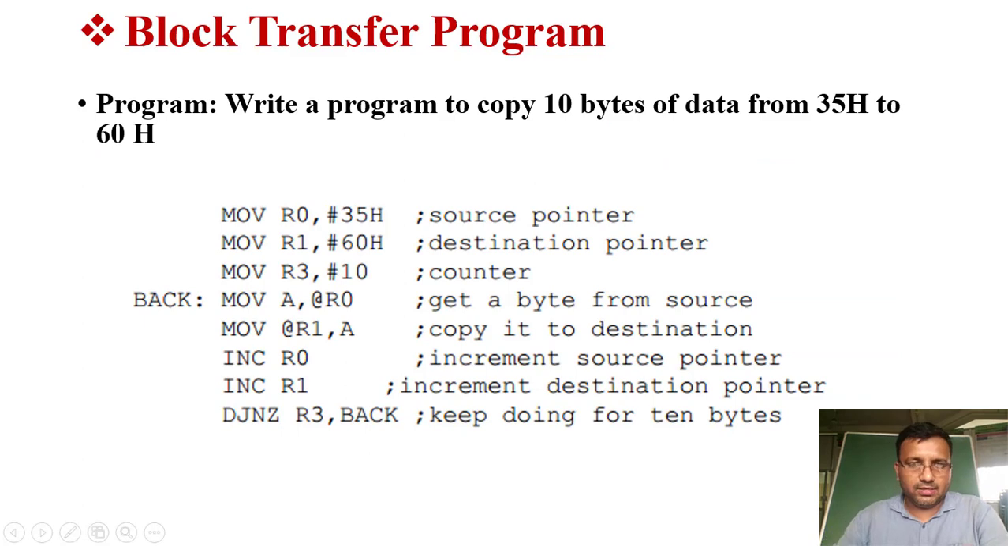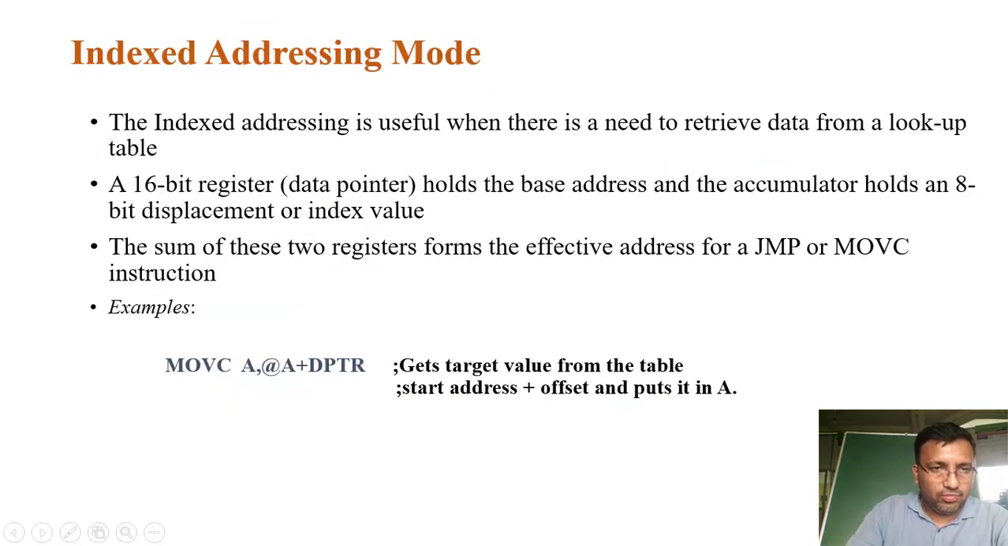It is not an exchange, we are just transferring the data from one block to another block. Now the last addressing mode is the indexed addressing mode. The index addressing mode is useful when there is a need to retrieve data from a lookup table. To access the lookup table, the index addressing mode is used. A 16-bit register, the data pointer, is used, which holds the base address, and the accumulator holds the 8-bit displacement with the index value.